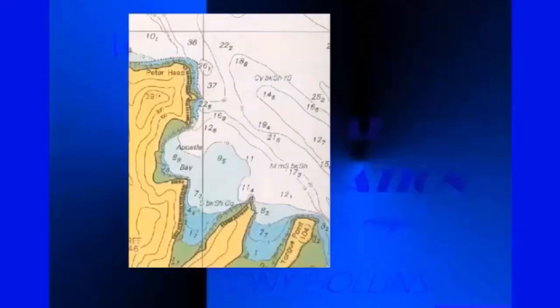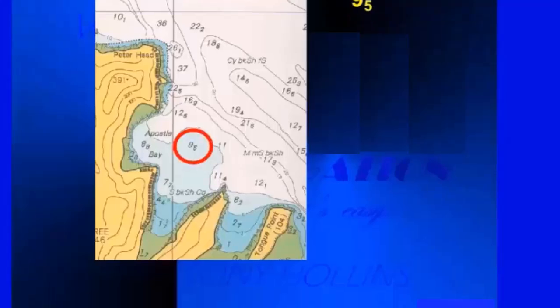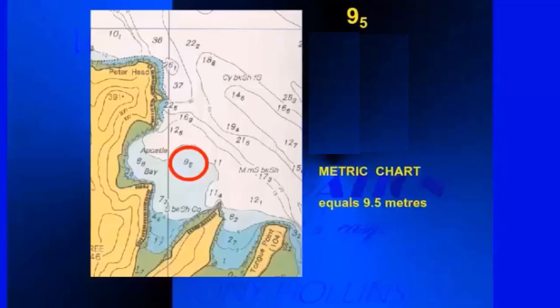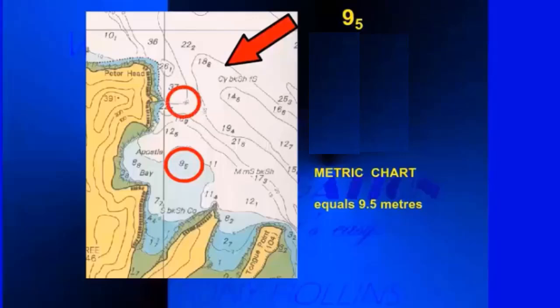The small figures that you see dotted all over the chart denote the depth of water at that particular point. In shallower areas, you'll often see a small figure next to the main figure. 9 with a small 5 beside it, for example. 9.5 on a metric chart denotes 9.5 meters. Contour lines show areas of constant depth and have a figure showing the depth anywhere along that line. This line shows a depth of 30 meters.